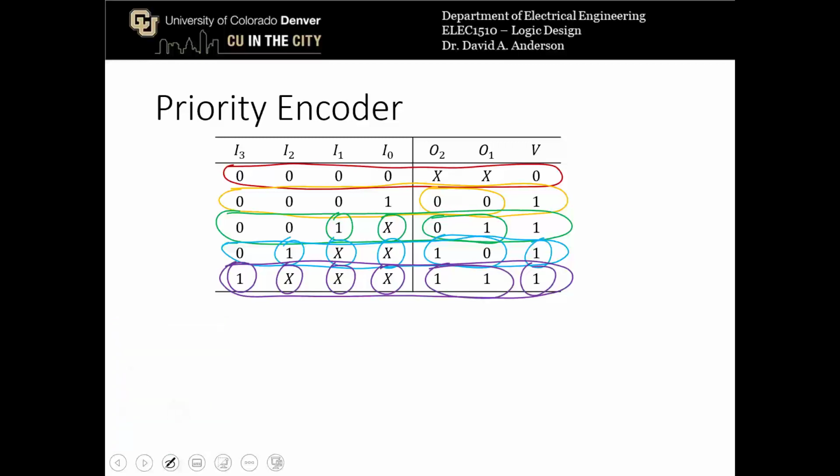So now the output functions for the valid bit, output 1 and output 2 are as follows. The valid bit is going to be I0 or I1 or I2 or I3. Basically, if any input has occurred, the valid bit is a 1. Output 1 is I3 or I1 I2 prime. And output 2 is I3 or I2. So that's basically how a priority encoder works.